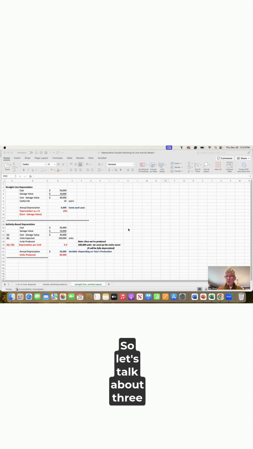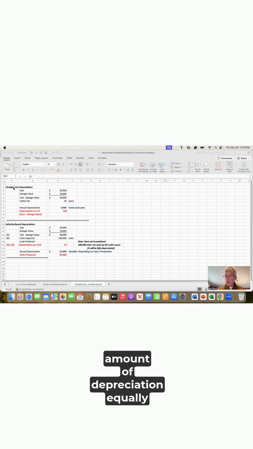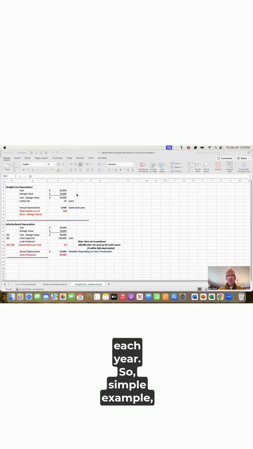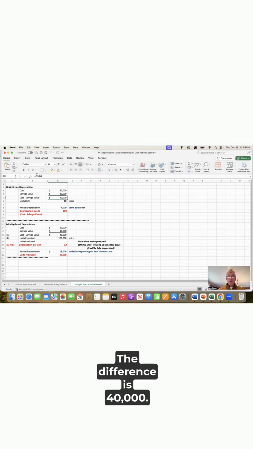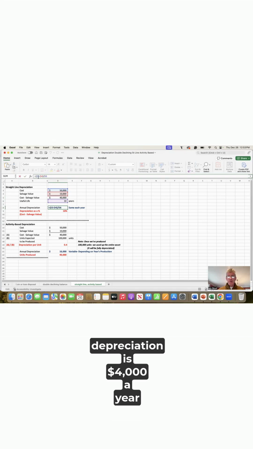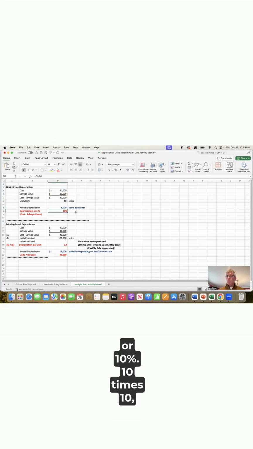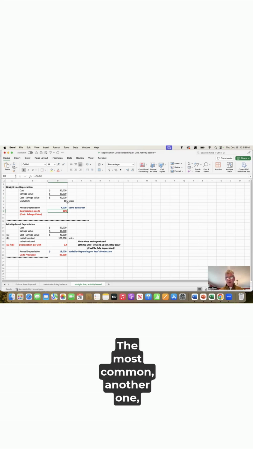So let's talk about three methods of depreciation. The first is straight line that I mentioned earlier, which is we recognize the same amount of depreciation equally each year. So, a simple example: the cost of an asset is $50,000. Salvage value is what we get when we sell the asset at the end of its useful life, $10,000. The difference is $40,000. We depreciate over 10 years, meaning that annual depreciation is $4,000 a year, or 10%. 10 times 10, 10 years, you get to 100% of the value. That's straight line, the most common.